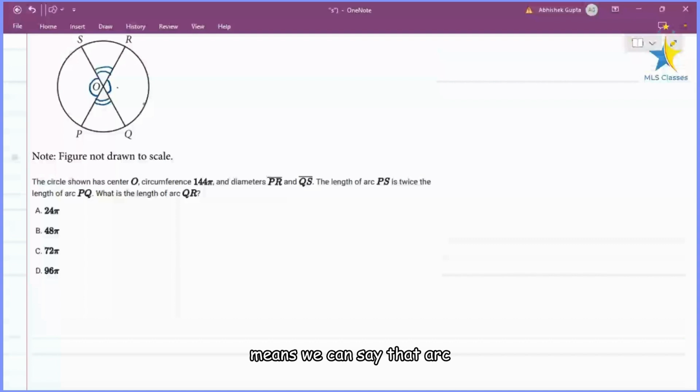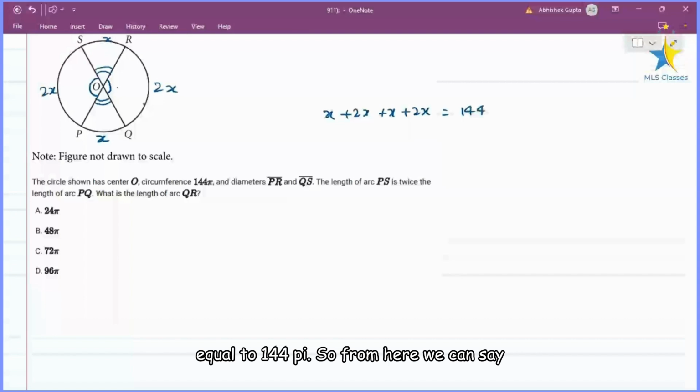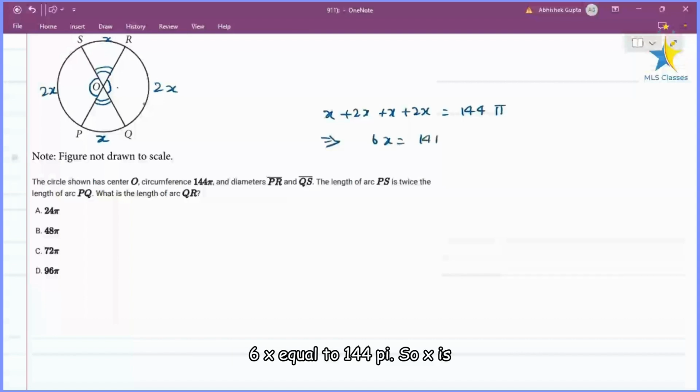That means we can say that arc SR and PQ will be same, and it is given that length of arc PS is twice the length of arc PQ. So if this is X, then this is 2X. That means this will also be X and this will be 2X, and length of complete circumference is given. So we can simply say X plus 2X plus X plus 2X, that is equal to 144 pi. So from here we can say 6X equal to 144 pi. So X is equal to 24 pi.